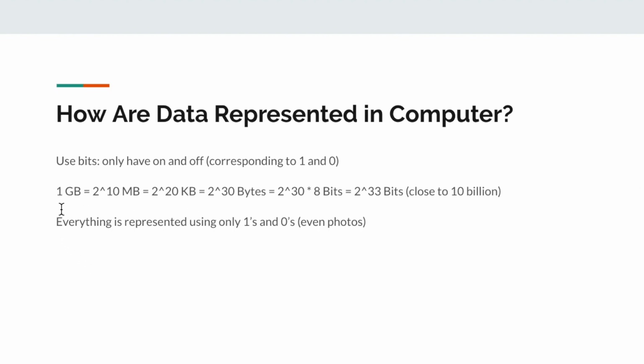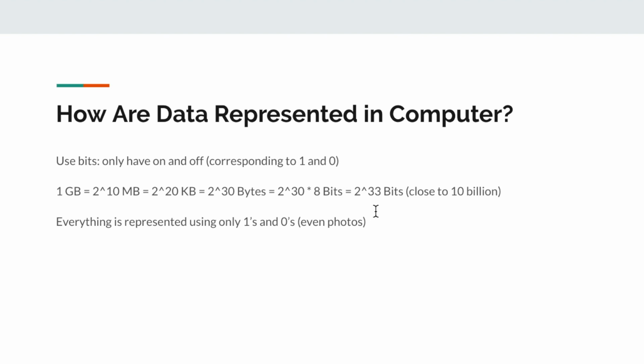1 gigabyte is 2 to the power of 10 megabytes, it's 2 to the power of 20 kilobytes, it's 2 to the power of 30 bytes, and it's 2 to the power of 30 times 8 bits. So that's 2 to the power of 33 bits, which is a number close to 10 billion. That gives you an idea of how much data is stored in 1 gigabyte of space.